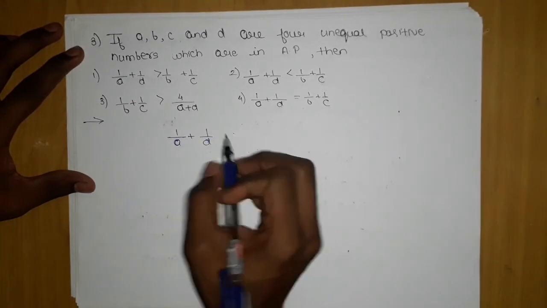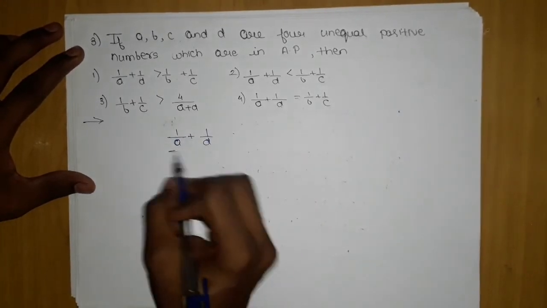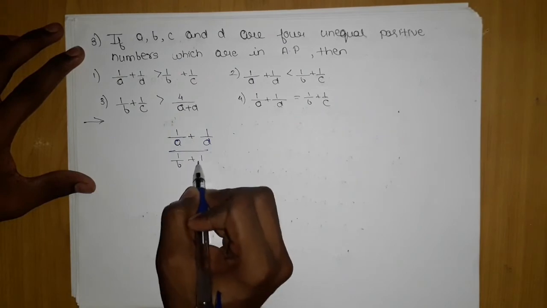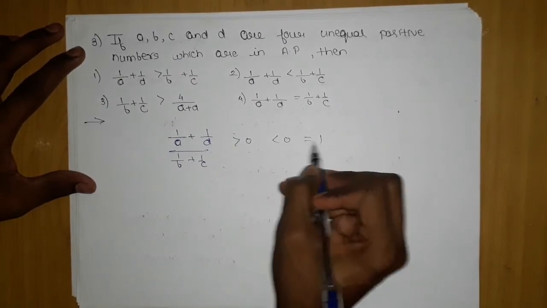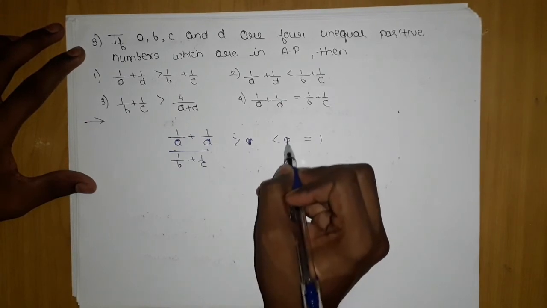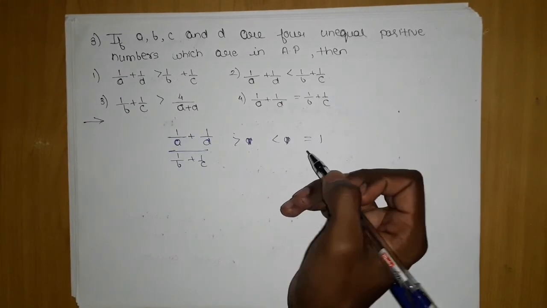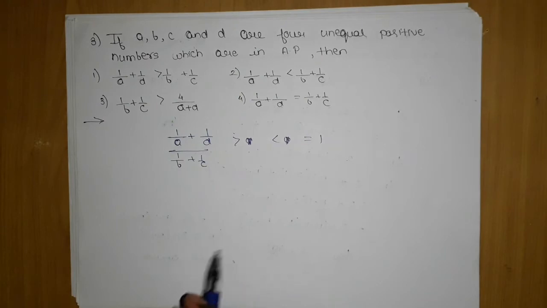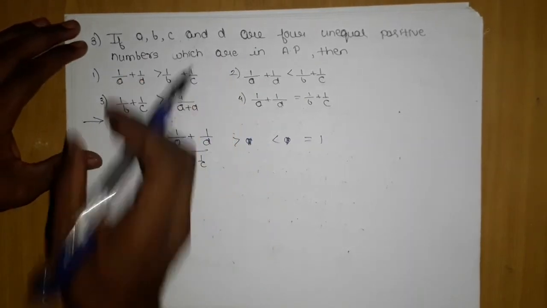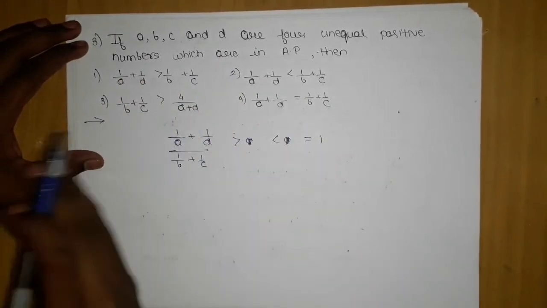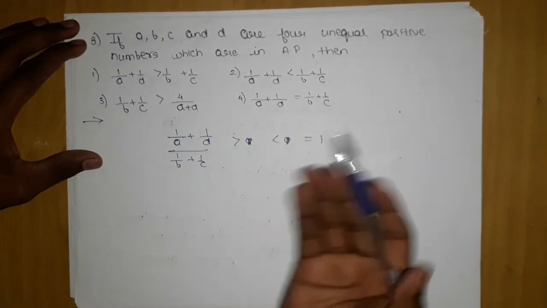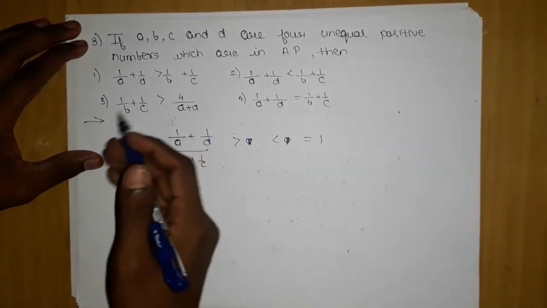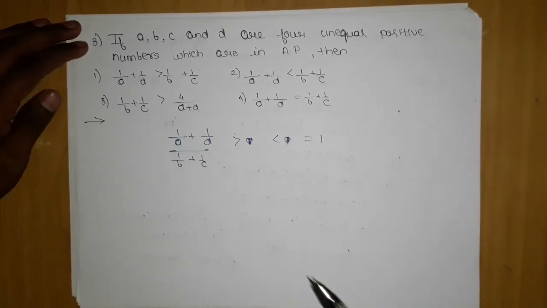To know the nature of it, whether it is greater than 1, less than 1, or equal to 1, I divide one by the other. If I get greater than 1, then this one is true. If I get less than 1, then this one is true. If I get equal to 1, then this one is true. We have to check the third one separately. This is an IIT JEE question.